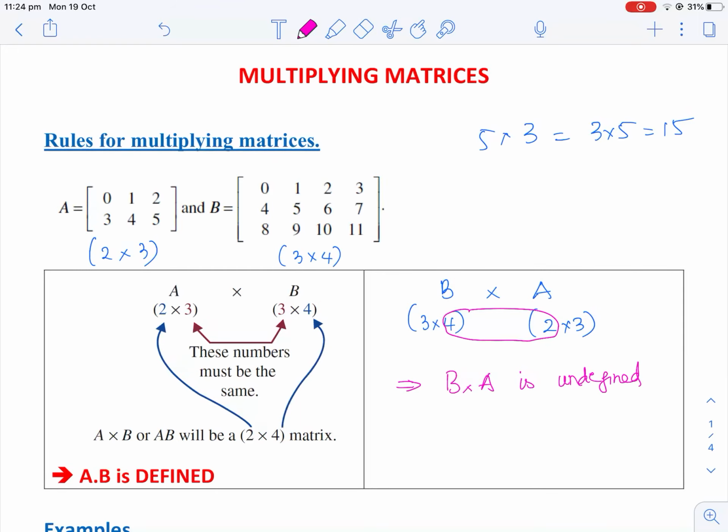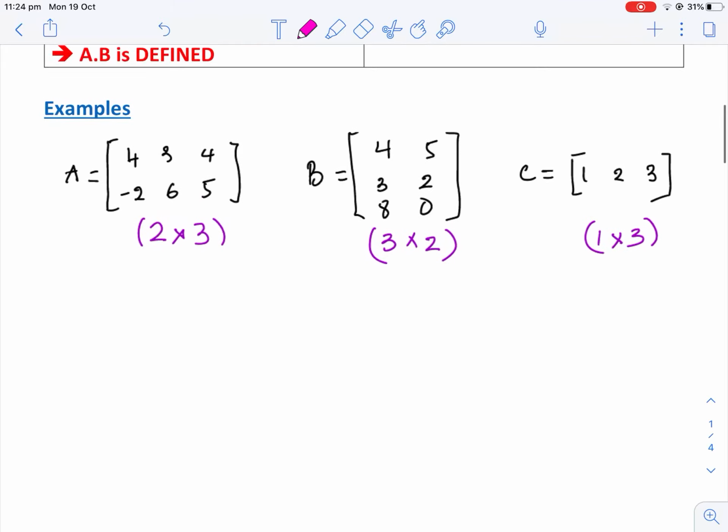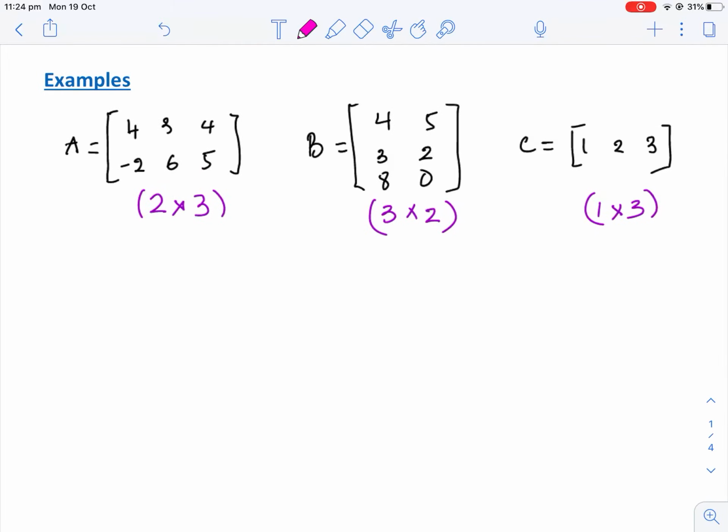There you go. Now, there are some more examples to consolidate the rules of multiplying matrices. So we have here matrix A, matrix B, and matrix C, and I wrote down the orders of the matrices. First, A is 2 rows times 3 columns, so 2 times 3. B is 3 rows times 2 columns, so 3 times 2. And C is 1 row and 3 columns, so it's 1 times 3.